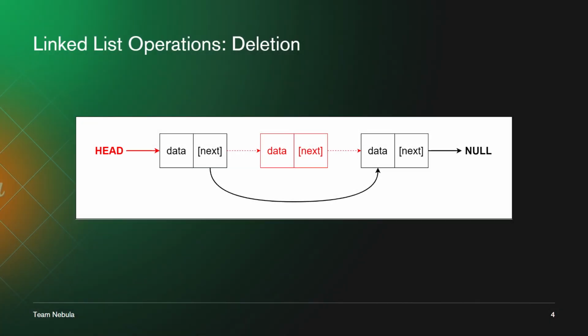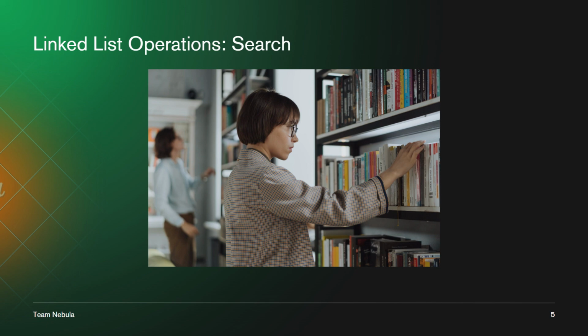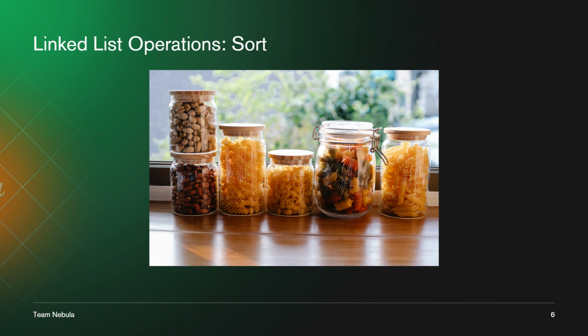Then we have deletion, which removes existing elements from the linked list. This operation is crucial for maintaining the content of the list. Search is another operation. It allows us to find a specific node within the linked list. This is useful when we want to locate and work with particular data. Lastly, there's sort. This operation helps us organize the nodes of the linked list in a particular order, making it easier to work with the data.